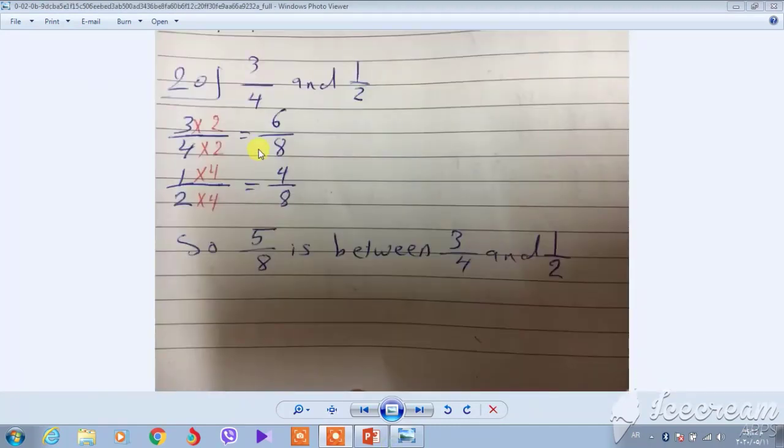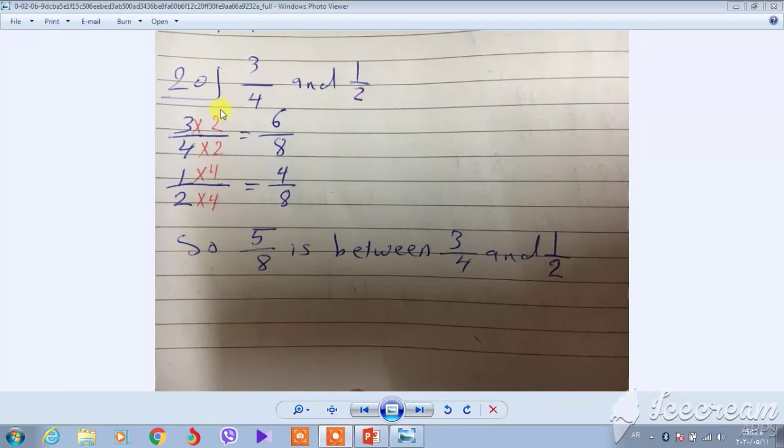And question 20 says 3 out of 4 and 1 out of 2. Which number is between 3 out of 4 and 1 out of 2? We need equal denominators. We have 4 and 2. What do we do there? We multiply 2 by 2 to equal 4. But between 2 and 3, do we have any number? No. So we need to multiply by 2, and this one by 4, a greater number. We need to multiply by a greater number.